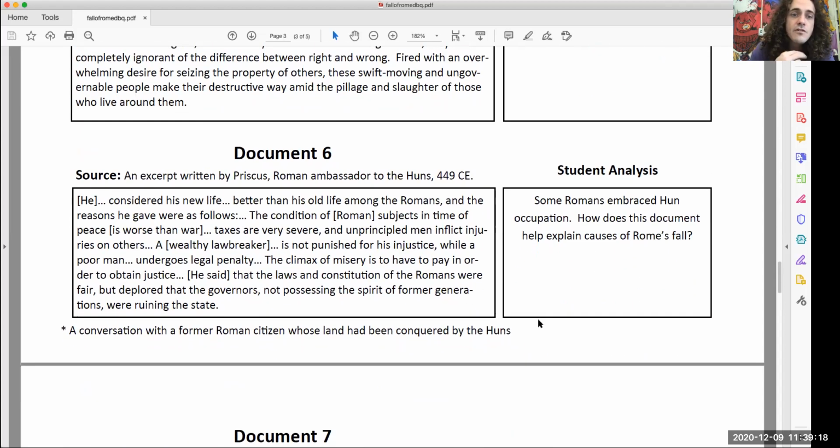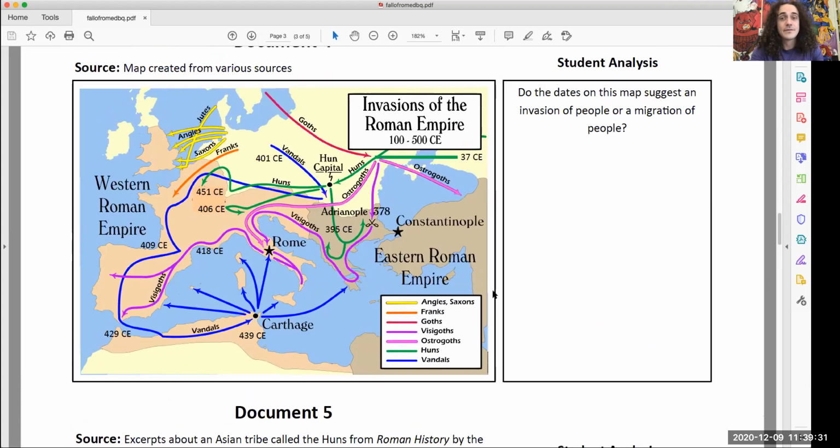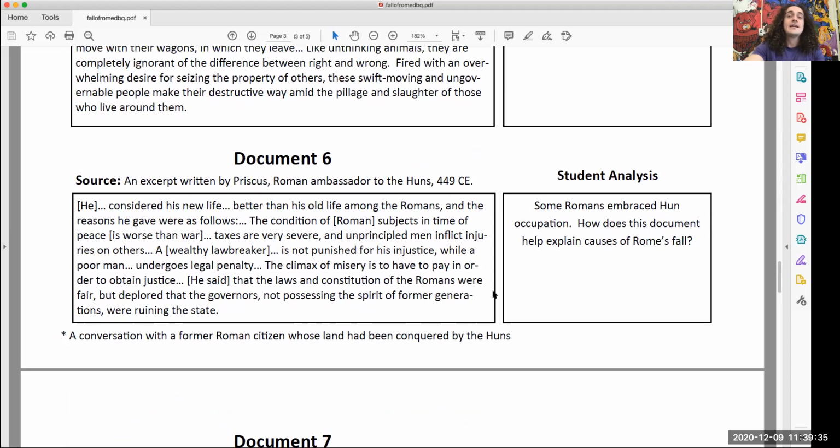An excerpt written by Priscus, Roman ambassador to the Huns. So once again, you could tie this into document 5, because document 5 is about the Huns. Document 4 is about their invasion maps. And even document 1, he's an ambassador to the Huns. What does that say about how Rome recognizes these nomadic people, right? If you have to have an ambassador to a group that kind of sacks you and destroys you, that shows a different power dynamic.